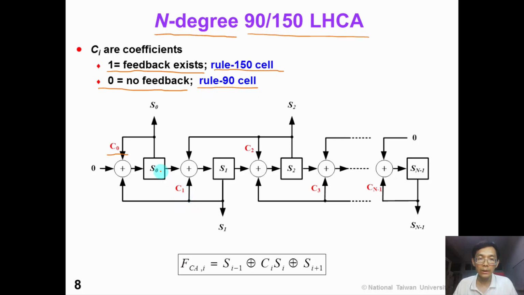For each cell i, there must be a feedback from the left cell, and there must be a feedback from the right cell. The feedback from itself is configurable. So FCA i is equal to the left neighbor, which is Si-1, exclusive or the right neighbor, which is Si+1, and the cell itself. This one is configurable.